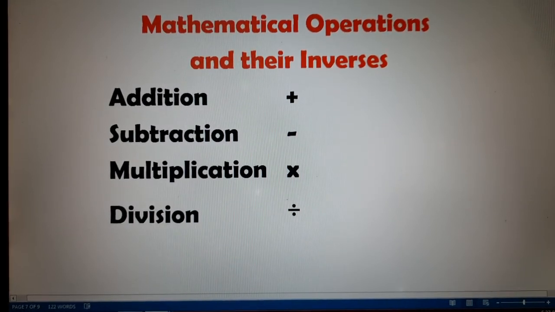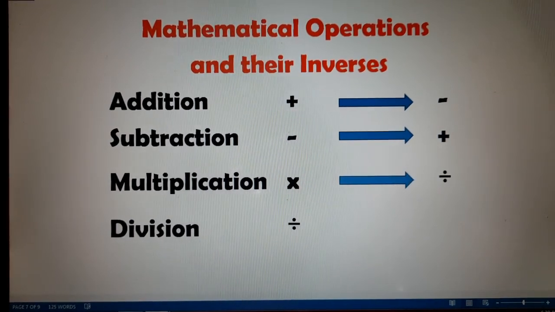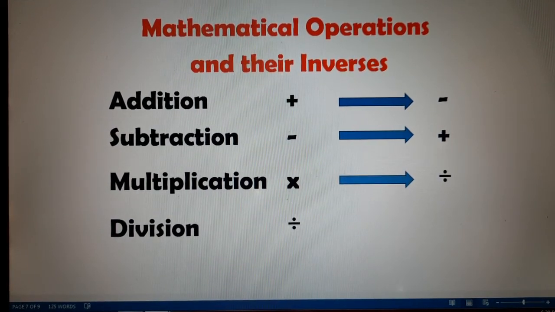Then children, you should know inverse or opposite mathematical operations also. Inverse operation of addition is minus. Inverse operation of subtraction is addition. Inverse operation of multiplication is division. And finally, inverse operation of division is multiplication. So these are the inverse operations.